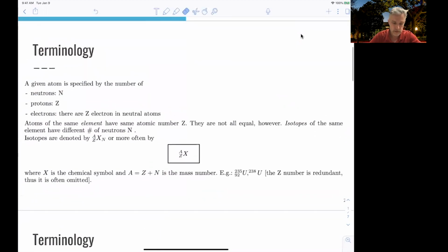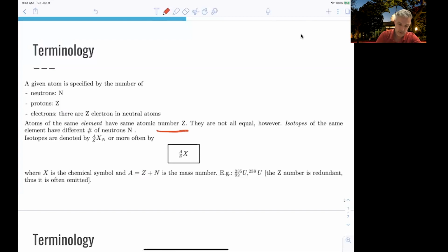So given an atom, you can specify the number of neutrons, the number of protons, and the number of electrons, which is equal to the number of protons for neutral atoms. Atoms of the same element have the same atomic number Z, but they're not all the same. Isotopes of the same element have different numbers of neutrons. So you can have uranium with a varying number of neutrons.